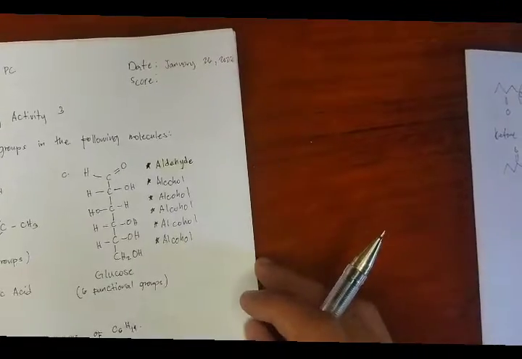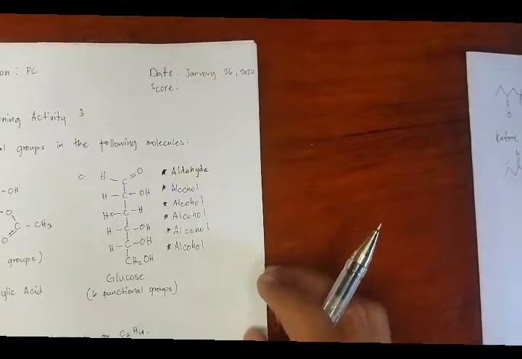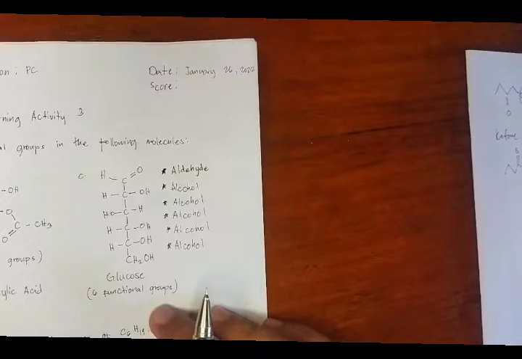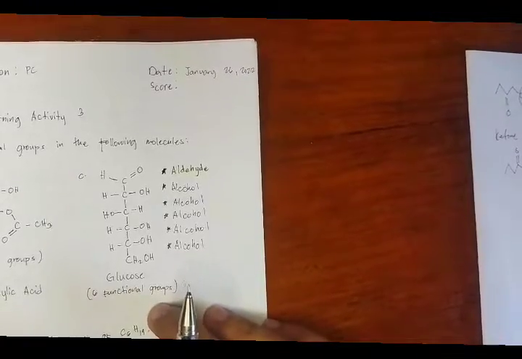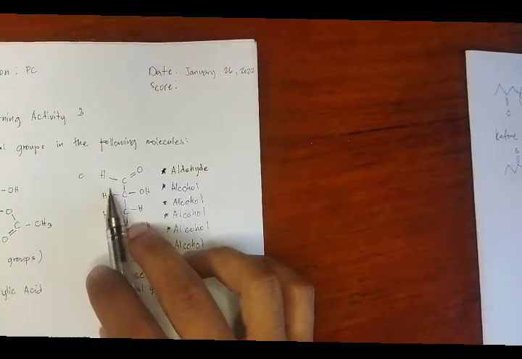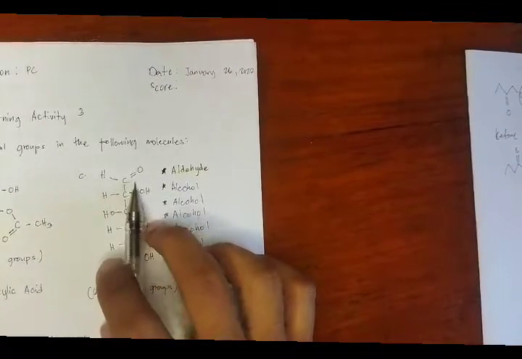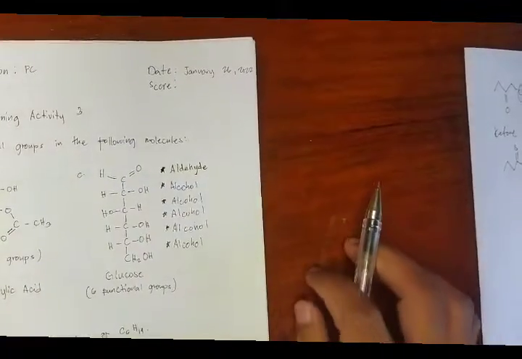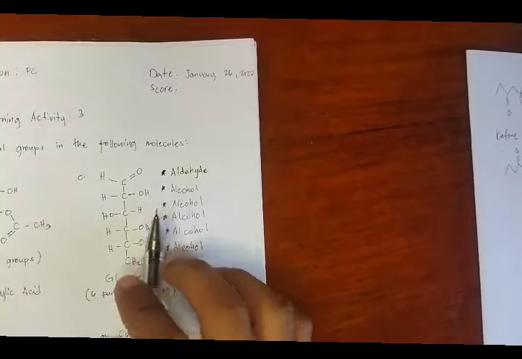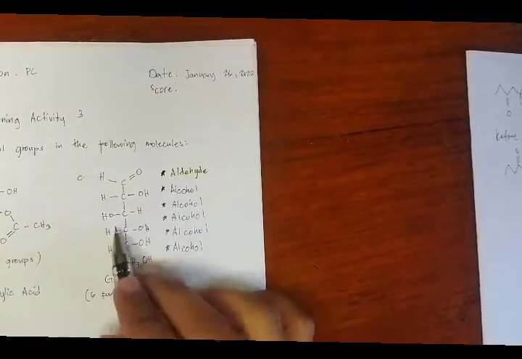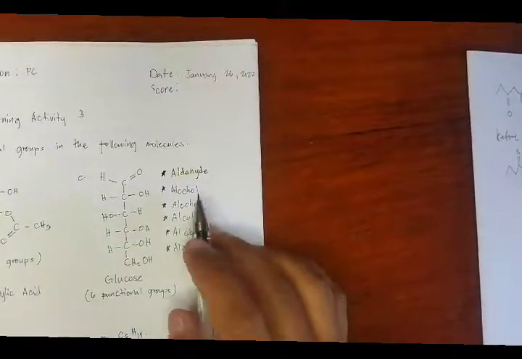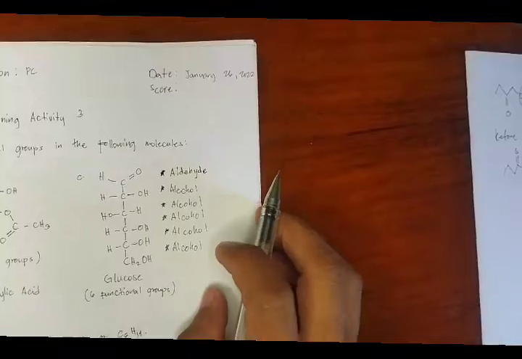Now we also have the letter C, the glucose, and in glucose we can see 6 functional groups. The first one is the aldehyde, which is the carbon double bonded with oxygen and hydrogen. The rest are alcohols, which are OH. See here: 1, 2, 3, 4, and 5. So in total there are 5 alcohols and 1 aldehyde.